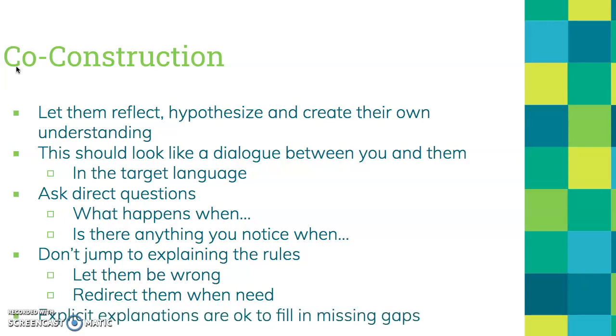Once I've gotten through everything and I feel like I've gotten everything I can out of them, I'm going to fill in the gaps with an explicit explanation. So maybe they missed the nosotros form, and let me just tell you what that is. Maybe you missed an irregular. Let me just tell you what that is.